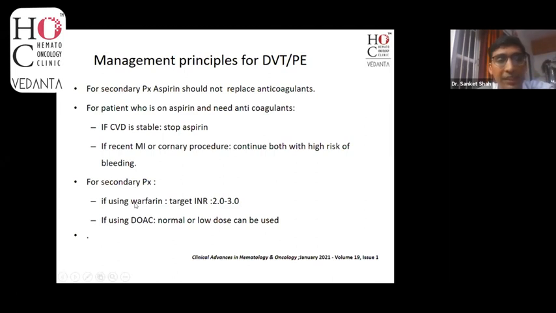For secondary prophylaxis, if you are using warfarin, keep INR between 2 to 3. And if you are using DOACs, a normal or even low dose can be used, like 10 milligram of rivaroxaban is good enough.